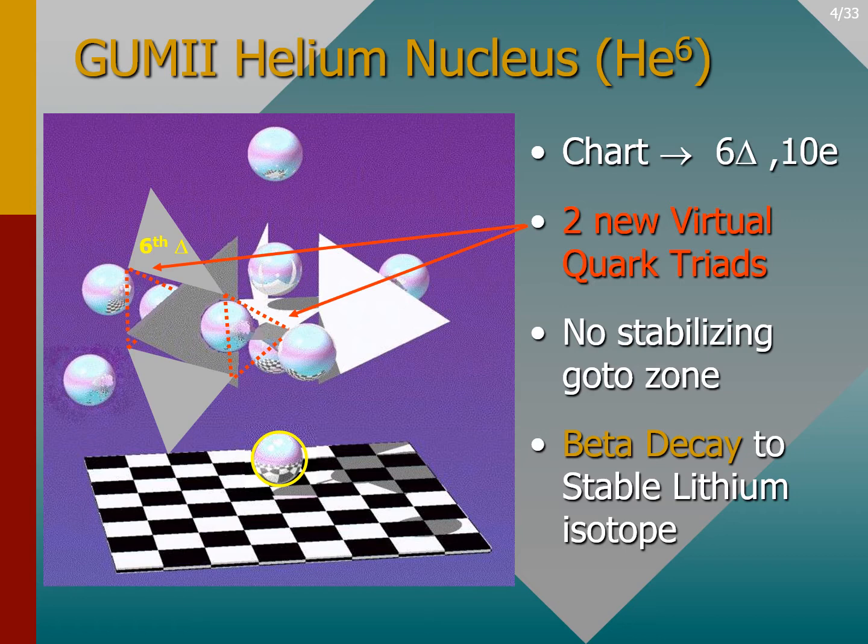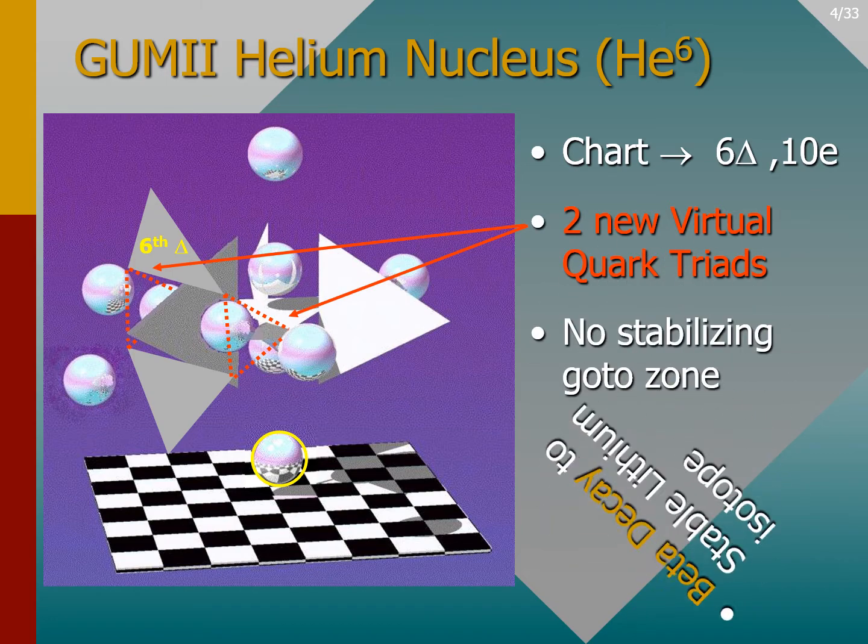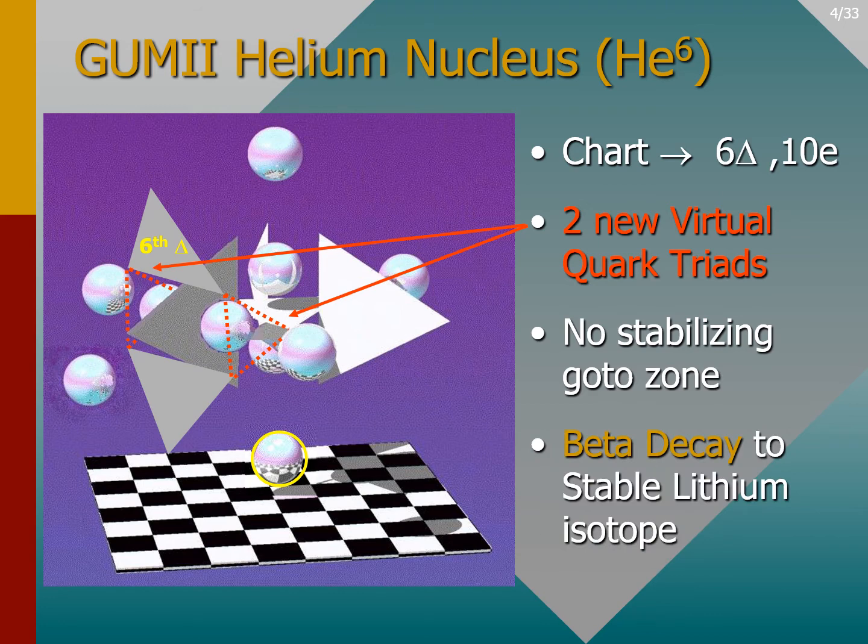But the lack of go-to zones sets this nucleus up for beta decay. In this case, unstable helium-6 will change to stable lithium-6 because a go-to zone will be opened up. And as we go to the next slide, notice the quark electron with the yellow highlight circle around it.